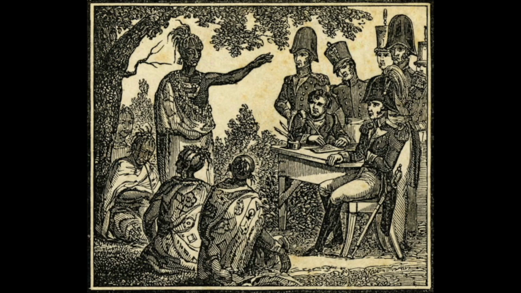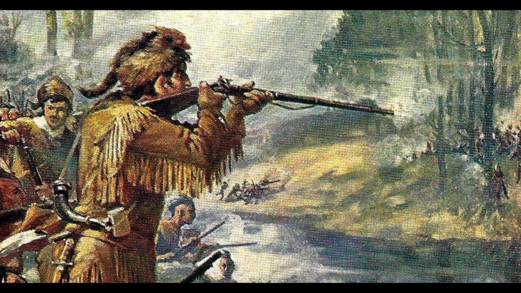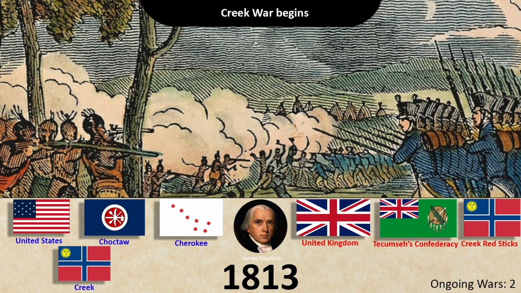So a civil war would kind of erupt between the Creeks and the Red Stick Creeks, and the United States ended up forming an alliance with the Choctaw Nation, Cherokee Nation, and the traditional Creeks. They would join in the war to stop this rebellion of the Red Stick Creeks. And the United Kingdom, Spain, and Tecumseh's Confederacy would side with the Red Stick Creeks.